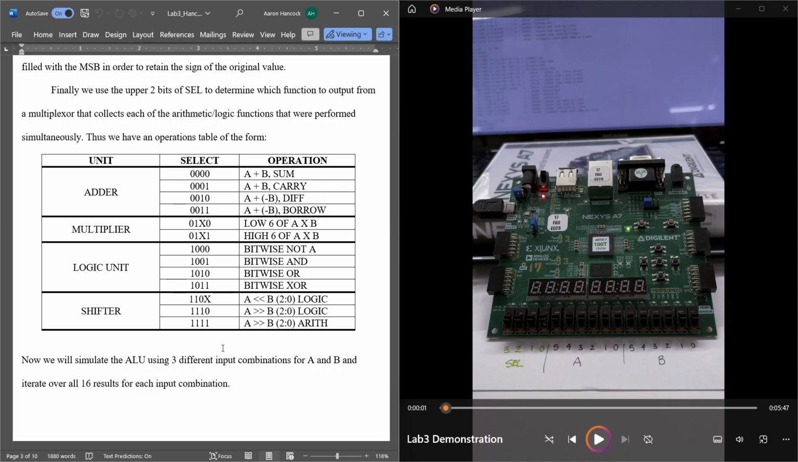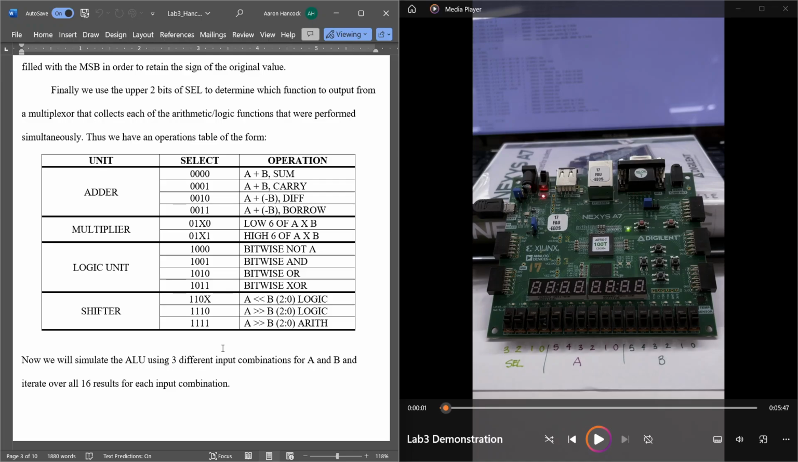For inputs 4 through 7, the lower select bits, the least significant bits of the 4-bit input, 0 and 1, will control either the low 6 bits of the product of A times B or the high 6 bits of the product of A times B. As you may recall, we need A plus B bits to represent the full product of A and B, but this ALU only has a 6-bit output, so we need to select between either the low or the high 6 bits.